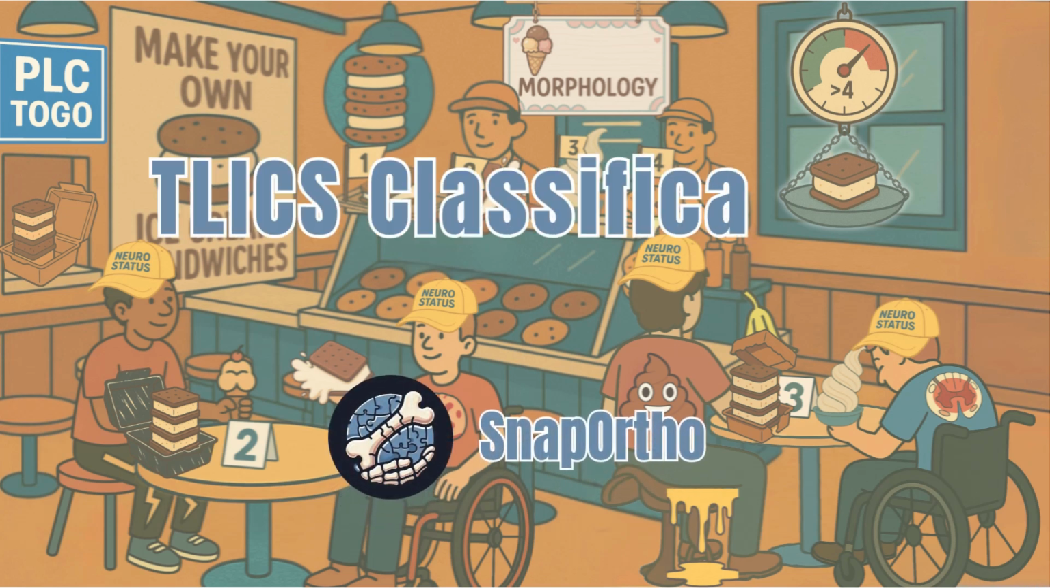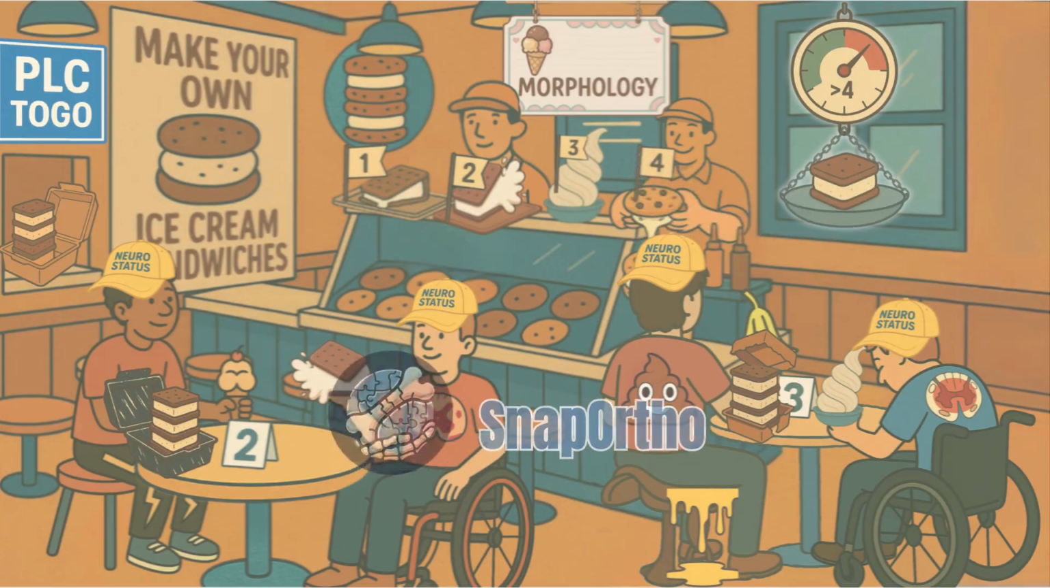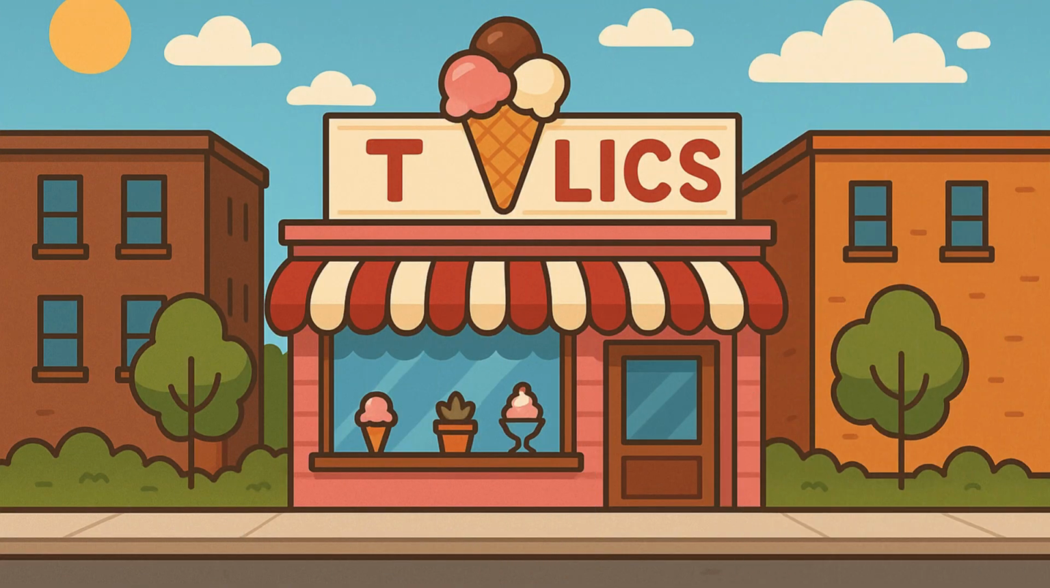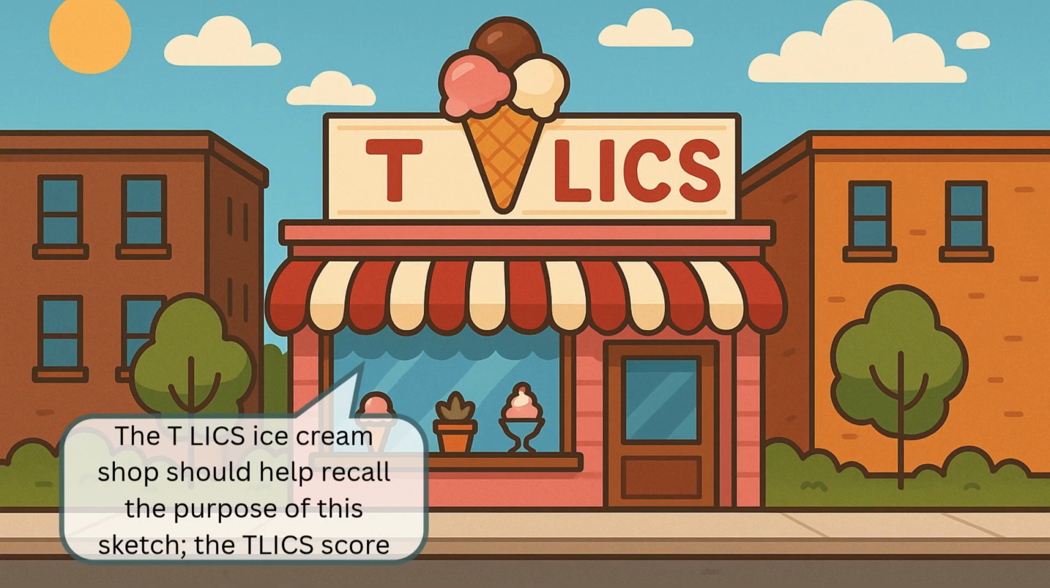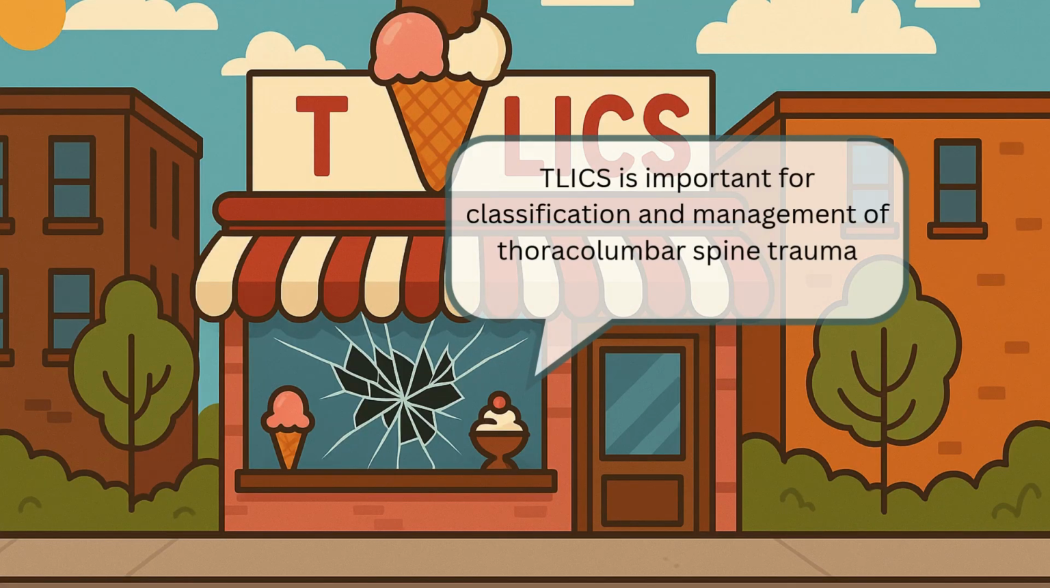Today's SnapOrtho video is going over the TLICS classification, also known as the Thoracolumbar Injury Classification and Severity Score. So let's head to the TLICS ice cream shop. This will help us remember the purpose of this sketch. The break in the glass will remind us that we use this classification for the management of thoracolumbar spine trauma.